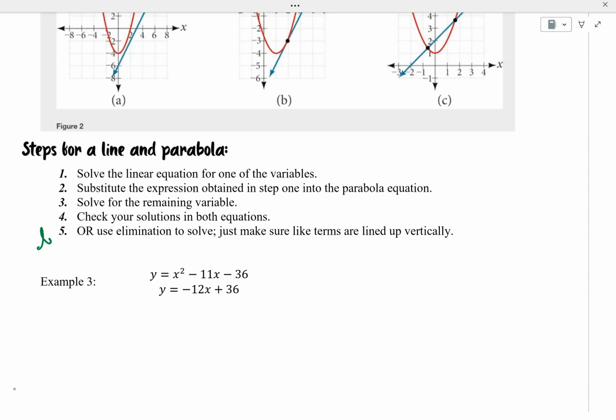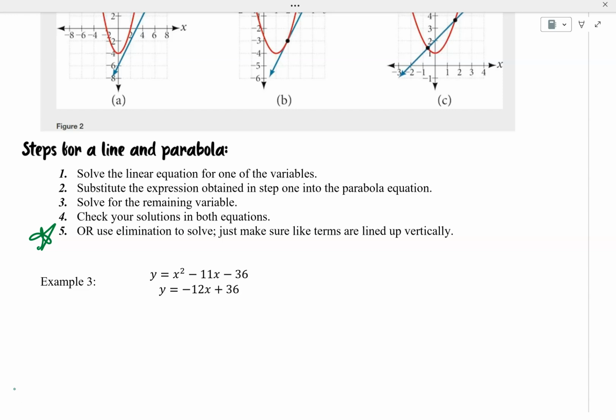Oh, step number 5, that's where I said use elimination to solve. You just have to make sure everything is lined up vertically. So if you want the honest truth, that is the method that I would use. Okay, so elimination is always my favorite, and I love using it when it is on these. However, substitution does also help well, but more on the other types. So let's just go look at them and see what we want to use.